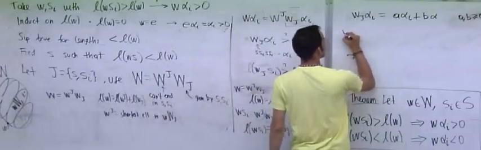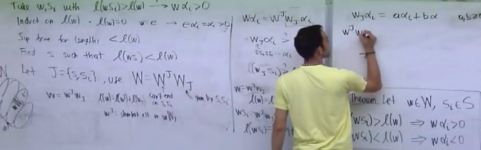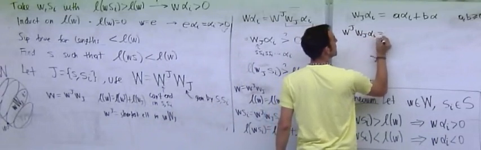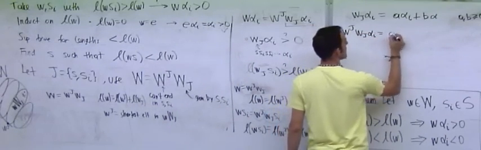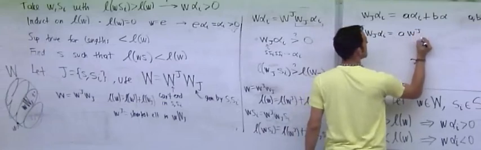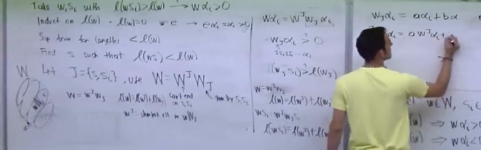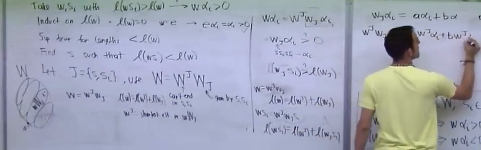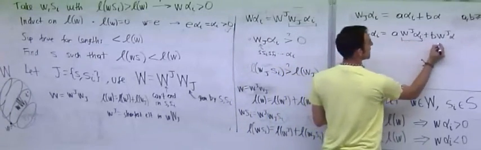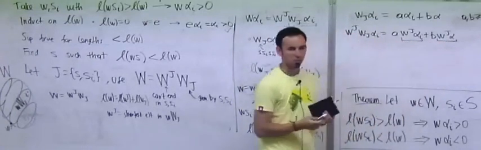So let's see what happens. I multiply by W super j, W sub j alpha I. And so what I get is A times W super j alpha I plus B times W super j alpha. And I want to show that this is positive. Now, A and B are positive. And so one way of proving this would be to prove that these guys are positive roots.